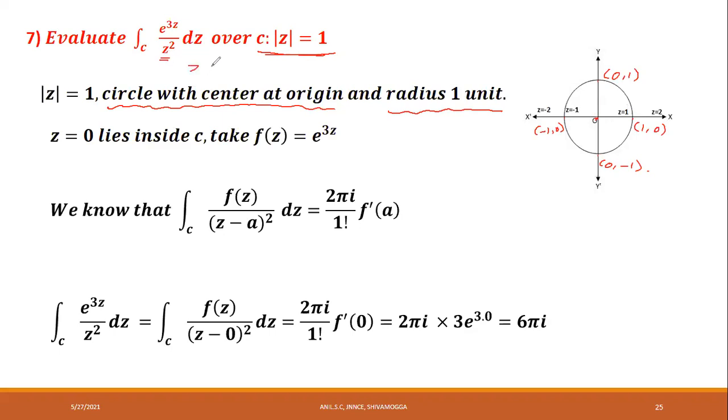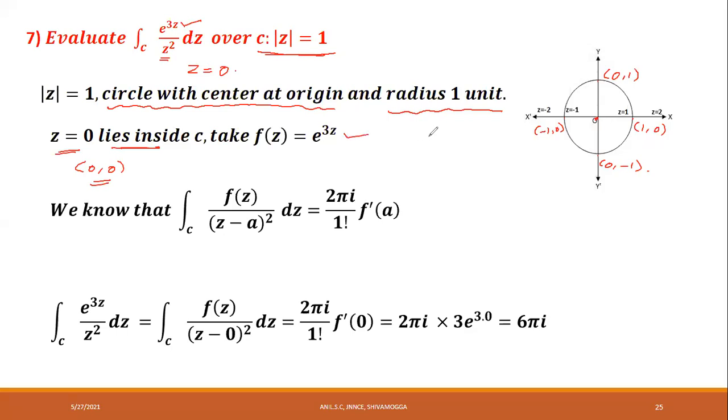And this is not analytic when denominator is equal to 0. That means z square is equal to 0. Therefore, z is equal to 0. Look at this point. Z is equal to 0 means real part is 0 and imaginary part is 0. That means origin. Origin is the center of the circle. Therefore, obviously, it lies inside C.